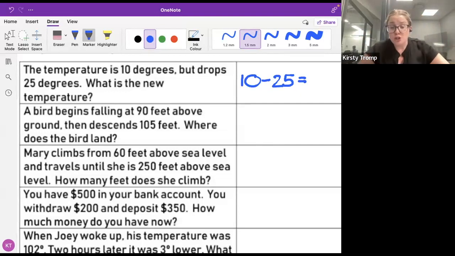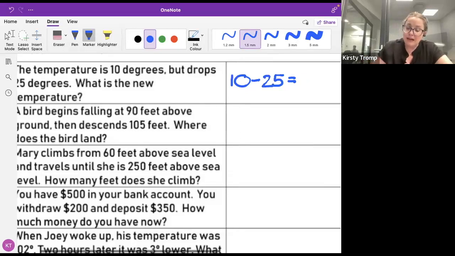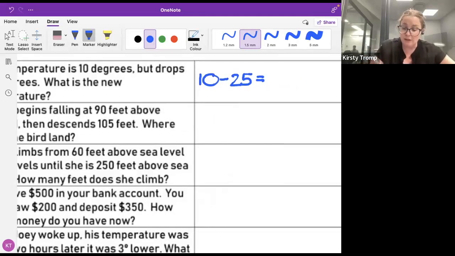Okay, if you are not sure yet about negative numbers, adding and subtracting them, and you haven't worked out a good way to do it in your head yet, that is fine. There is nothing wrong with that. Use a number line. Draw out a number line for yourself. It's quick, it's easy, there's no problem with doing that. But I can tell you that 10 minus 25 is going to give me negative 15. And because we're using temperature, I'm going to say degrees Celsius.